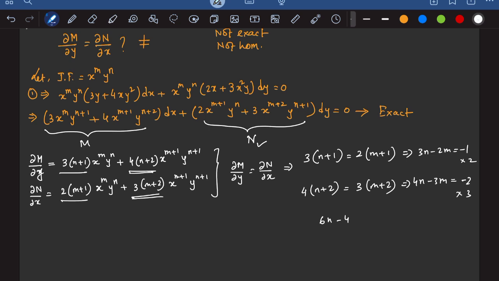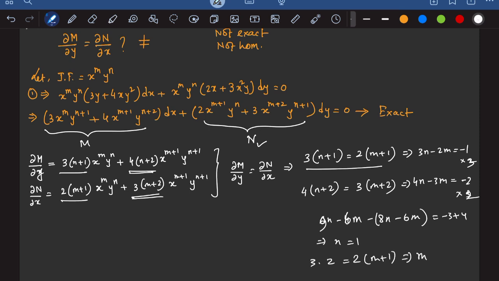Sorry, multiply this equation by 3, here by 2. So 9n minus 6m, and here you have 8n minus 6m, and here minus 3 plus 4. Okay, so here you are getting n is equal to 1, and similarly if you put n equals 1 here, 3 into 2, 2 into m plus 1, from here m is equal to 2. So n equals 1 and m equals 2 you are going to get.